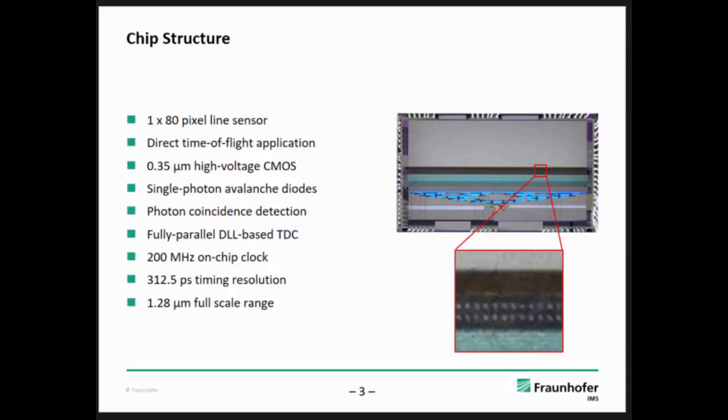For time measuring, we are using a fully parallel DLL-based time-to-digital converter, so we can measure the time for all the pixels in parallel. And we are using a 200 megahertz on-chip clock, and we have a resolution of 312.5 picoseconds, which is about 5 centimeters, and a full-scale range, so a maximum distance of about 200 meters. It's 1.28 microseconds.